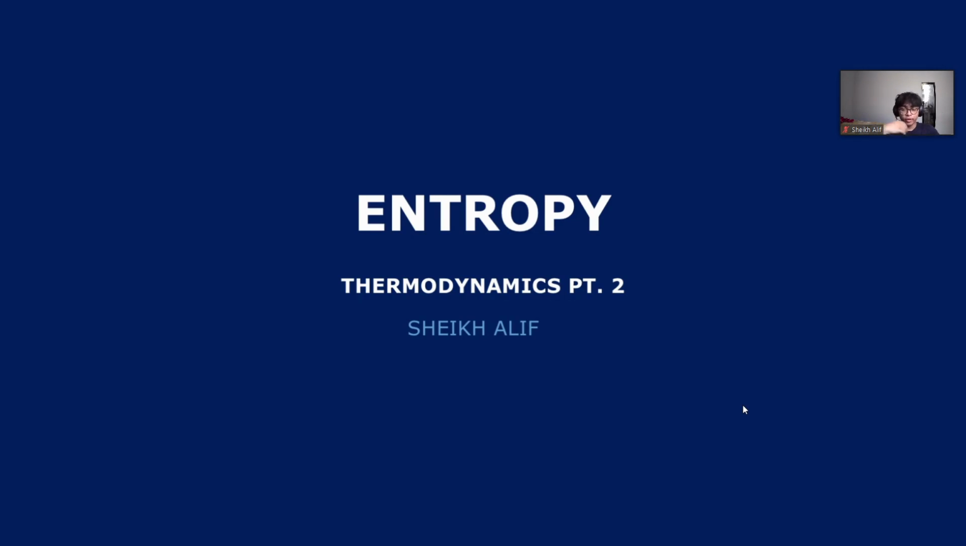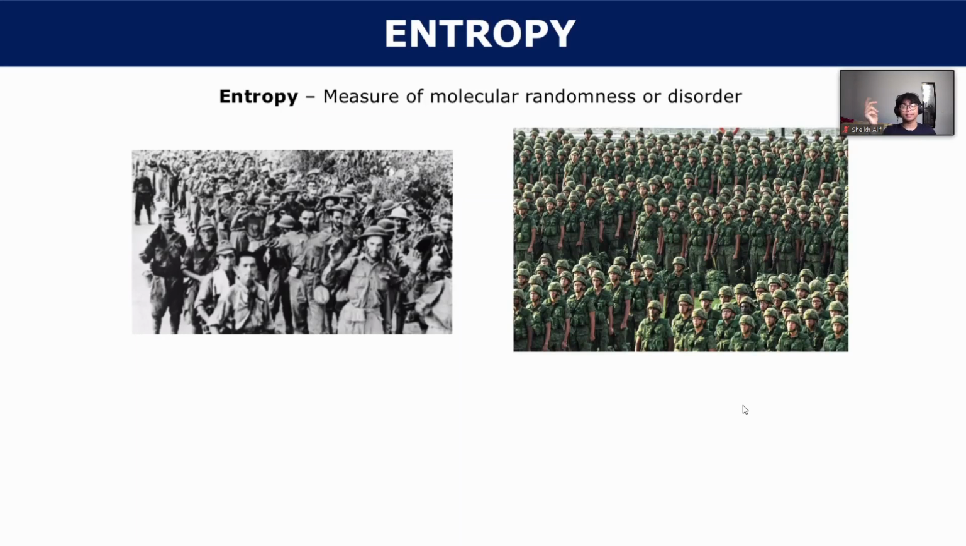Today we're going to go over entropy, and let's just get started with what entropy is. So entropy is a measure of molecular disorder or randomness. A good way to look at it is these army formations. If you see the picture on the right, you can see how all the soldiers look the same, they're all oriented the same way, and they're all lined up in strategic spots. As a result, their measure of randomness would be pretty low. They would have a low entropy.